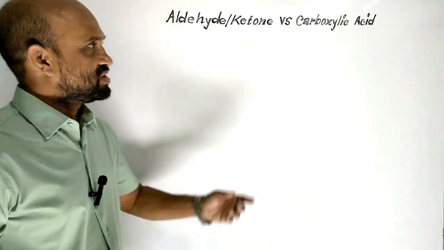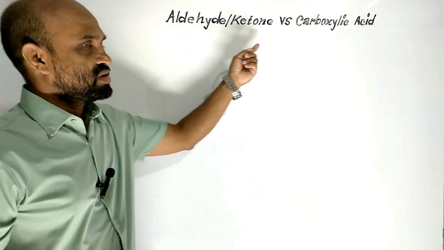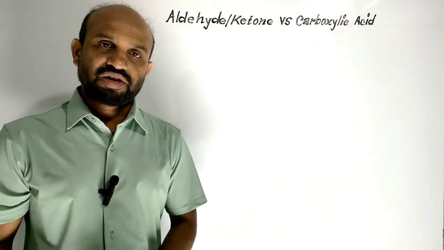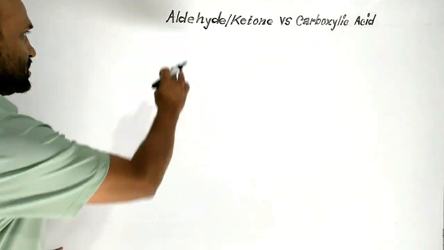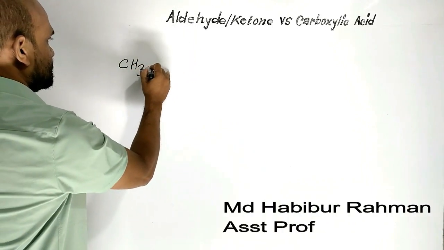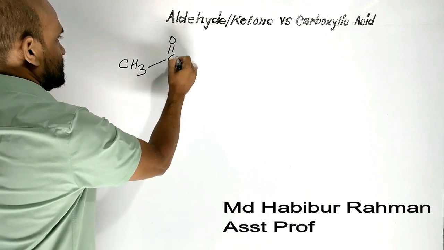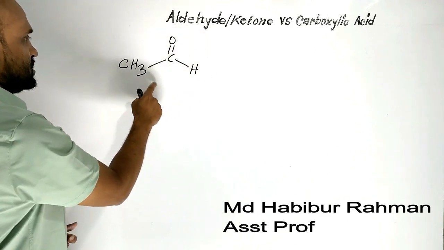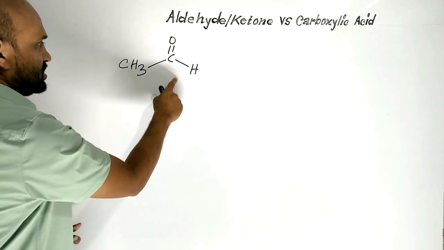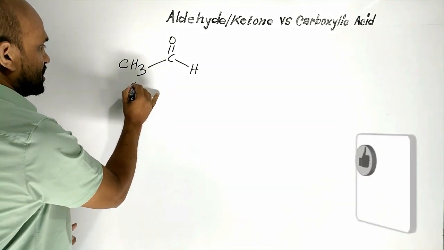Today's lesson: aldehyde and ketone versus carboxylic acid. First of all, let us clarify the lesson. Aldehyde, suppose this one. This is a kind of aldehyde. Its name is acetaldehyde or ethanal.